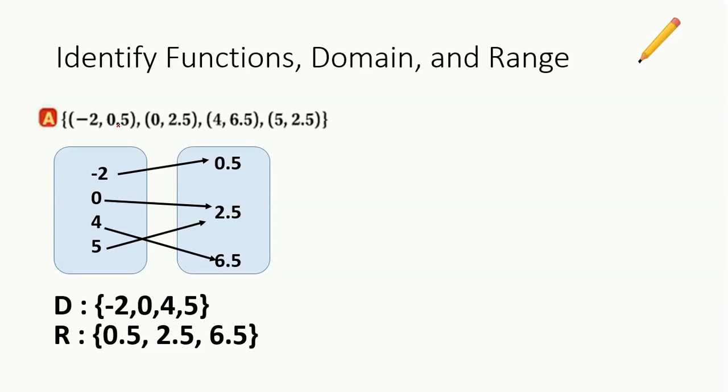Now, I need to think, is this a function or not? So I'm going to look, do I have one x value going to 2 different y values? No, but I do have the opposite. I have 2 x values going to 1 y value. Remember, that's like the 2 water buttons going just to water. That's fine. So that's a function.